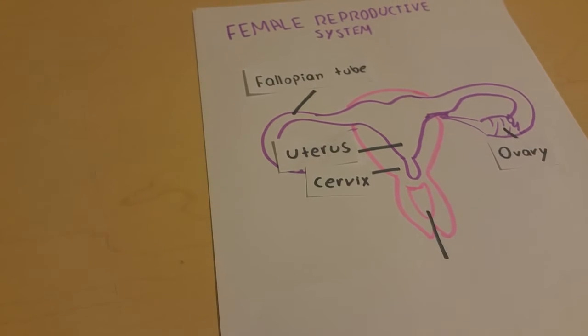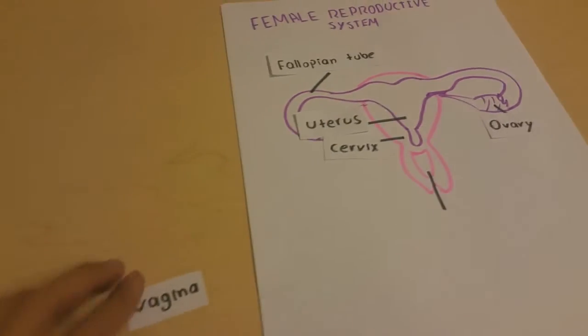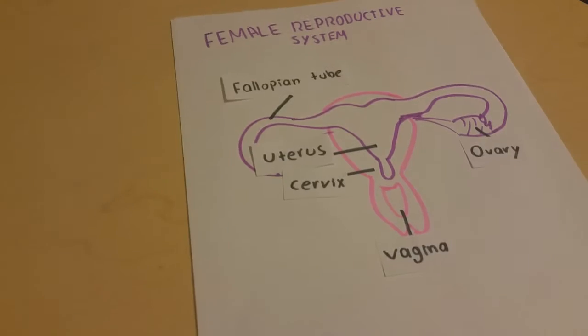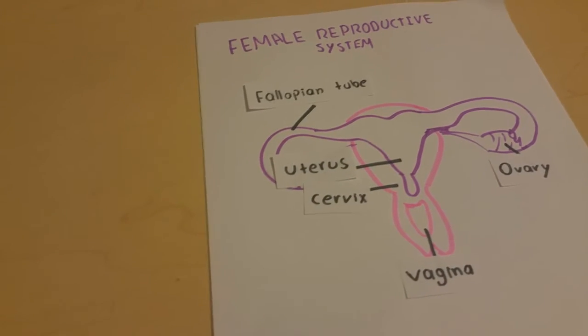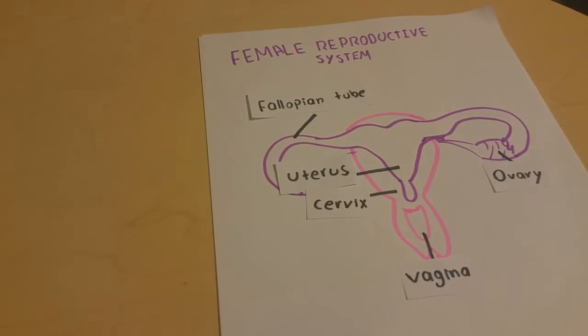The ovaries start making more estrogen and hormones, which cause body changes like your period. And the last one, the vagina, which is located here. The vagina is an elastic muscular tube that connects the cervix of the uterus to the exterior of the body.